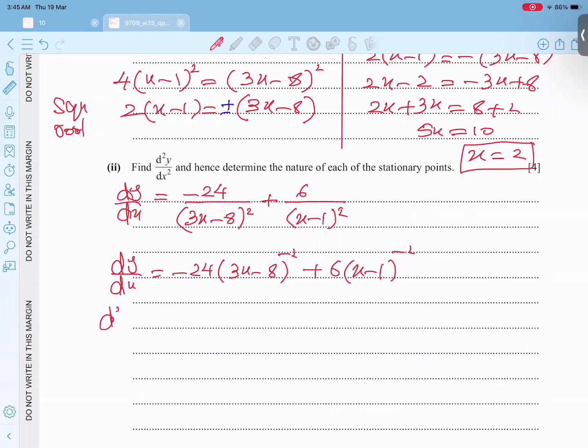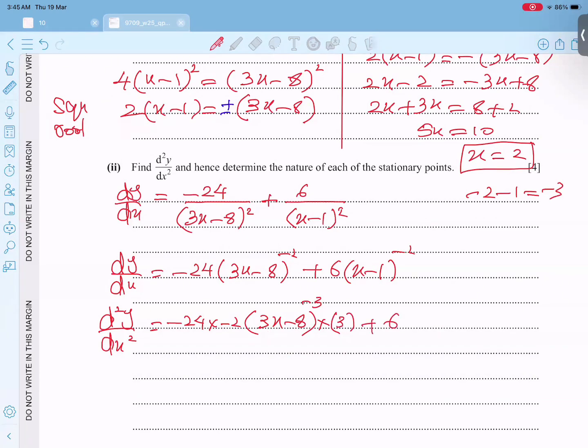So d2y over dx2. The basic property: the power comes down, multiply. So negative 24 times negative 2, and the power becomes 1 less. Out of negative 2, if I reduce 1, I get negative 3. And many students, not many, some students miss the base derivative, which is 3x becomes 3 and 8 becomes 0. So I'm writing 3 only.